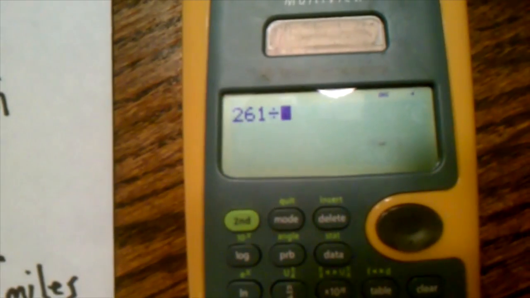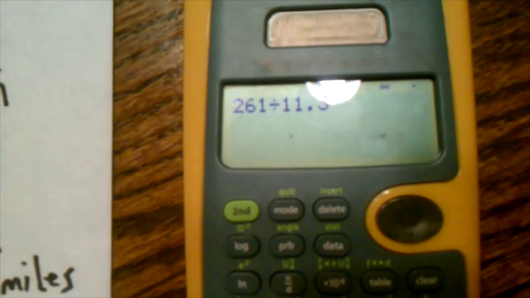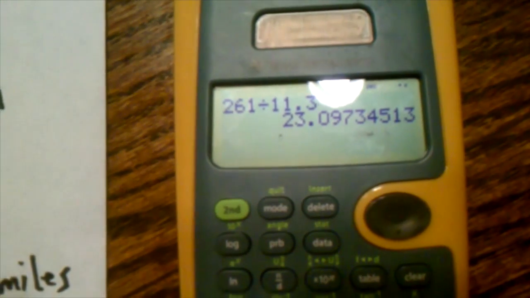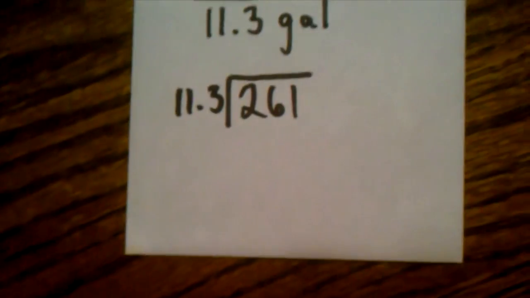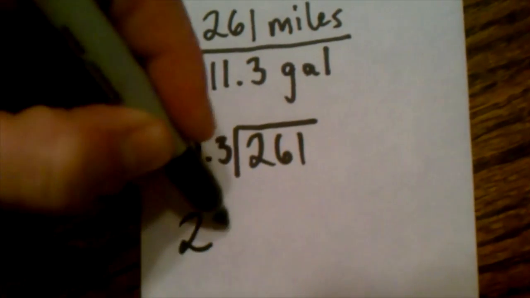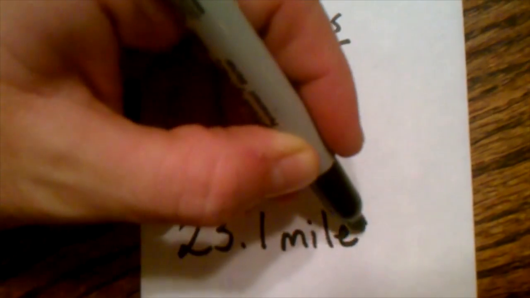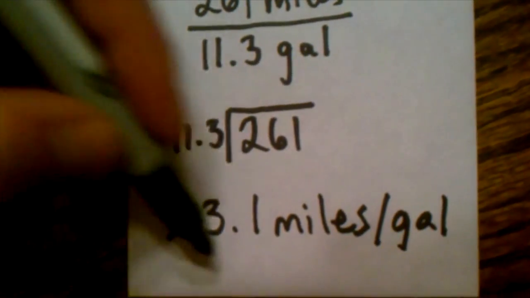Let's go ahead and use a calculator to make it a little bit easier on us. 261 divided by 11.3. 261 miles divided by 11.3 gallons gives me 23.1, rounding to the nearest tenth, 23.1 miles per gallon. So the unit rate is 23.1 miles per 1 gallon. 23.1 miles per gallon is the gas mileage of my van.